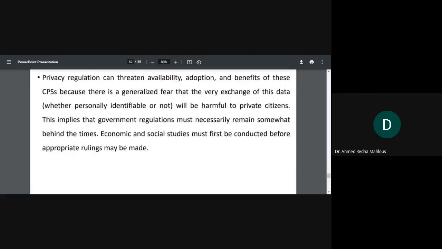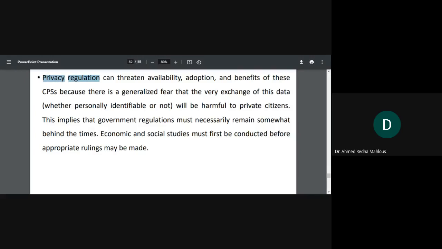Okay, here we said that the regulation must necessarily remain somewhat flexible. It is advisable to take into consideration seriously the privacy of data against the economy, or against studying. We need to do this before releasing any privacy regulation.